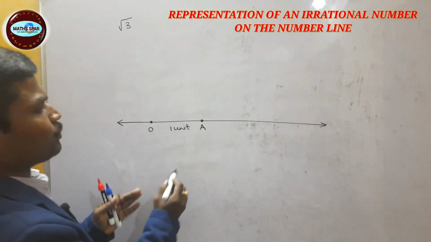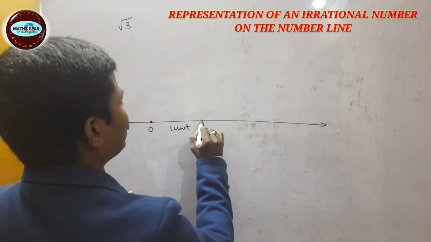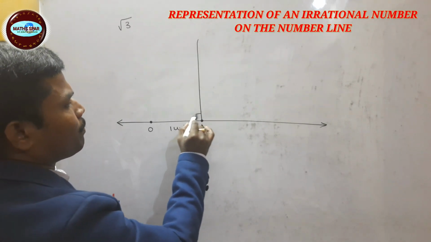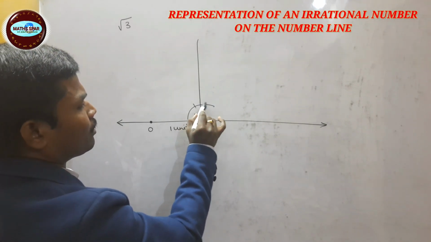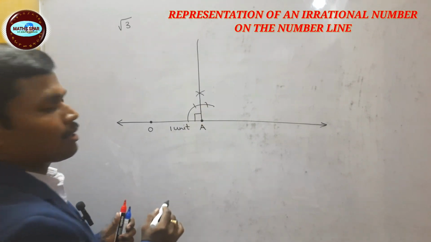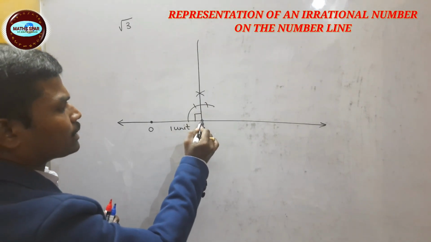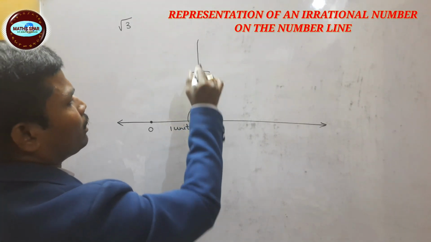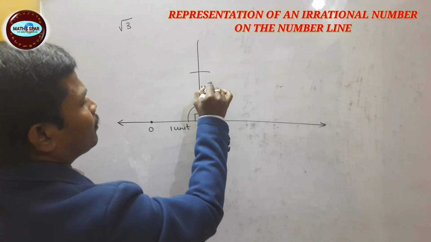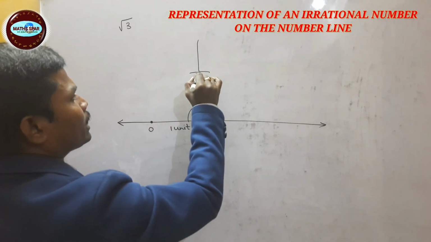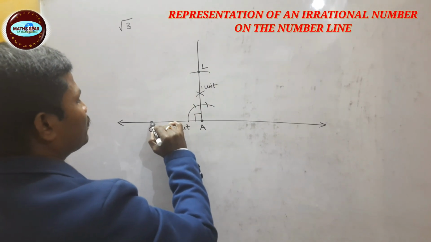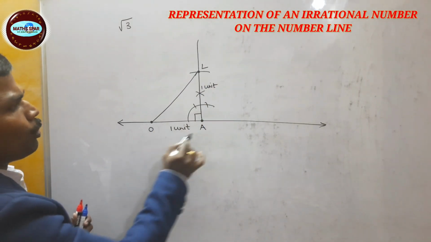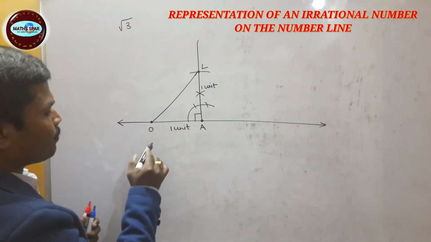When we consider OA as 1 unit, let us draw a perpendicular at A with the help of a compass, and with A as center, let us cut an arc of 1 unit on the perpendicular. Now let us mark this as L, then we will join this. When we join this, OAL is a right angle triangle.